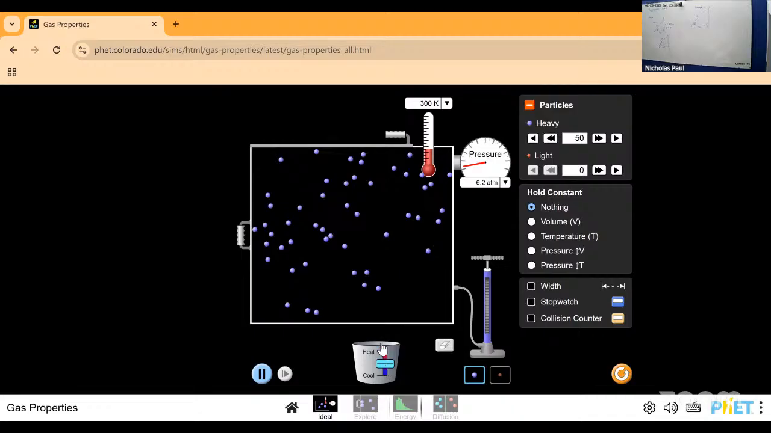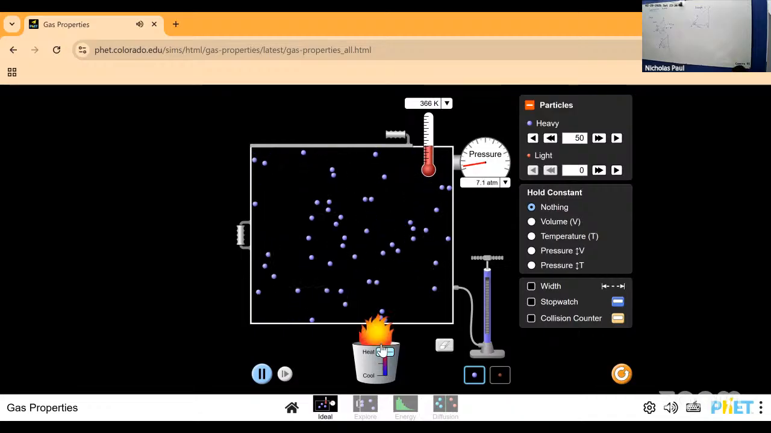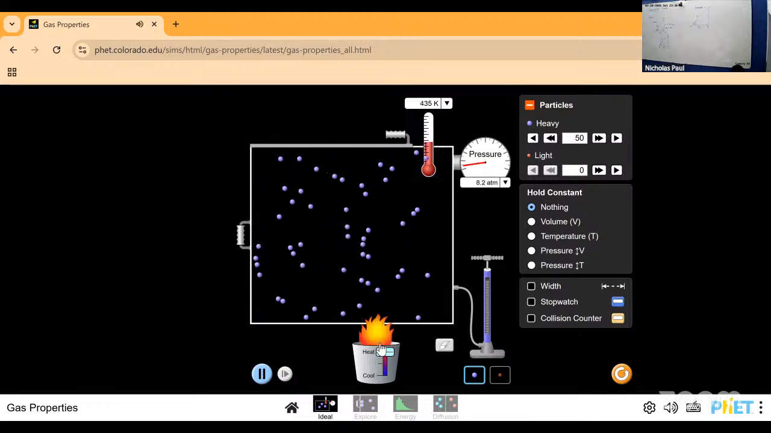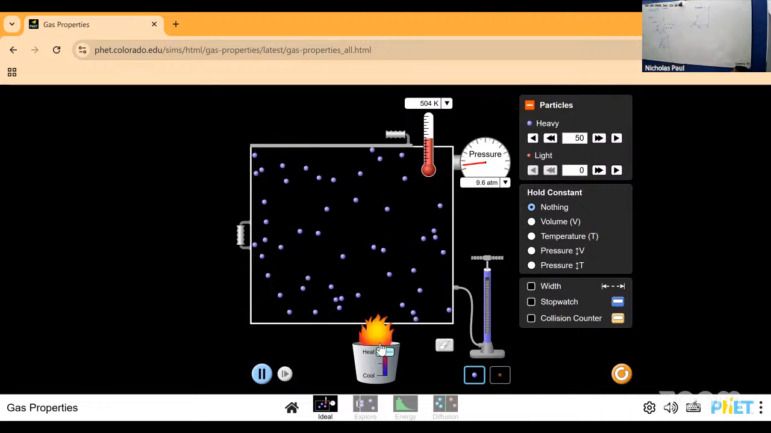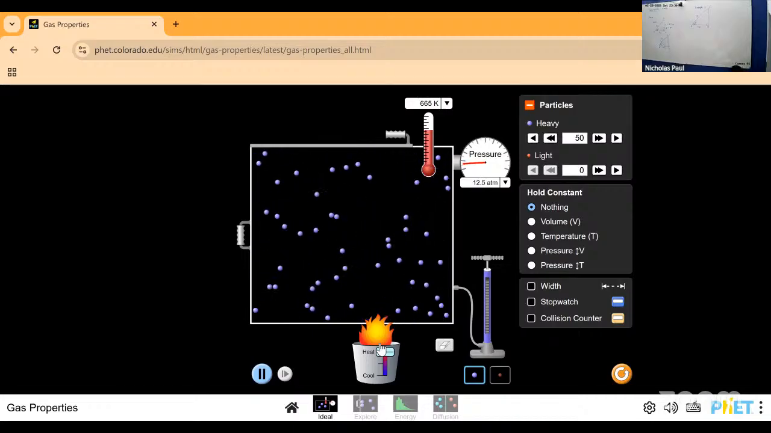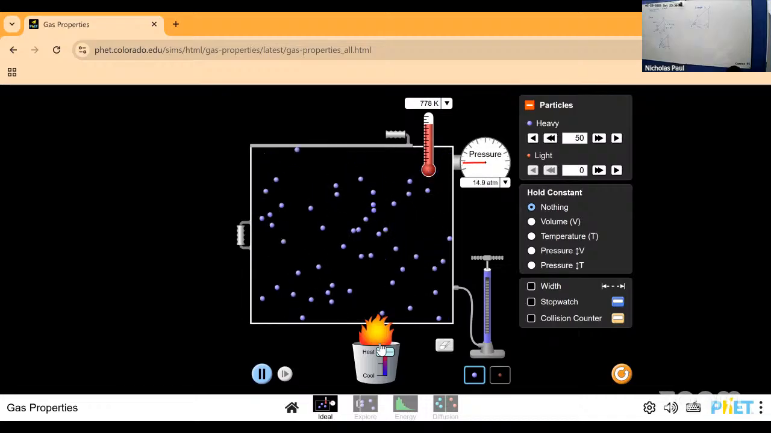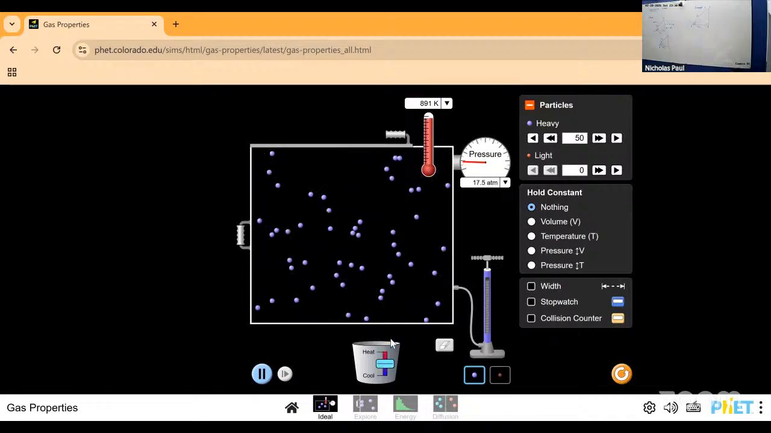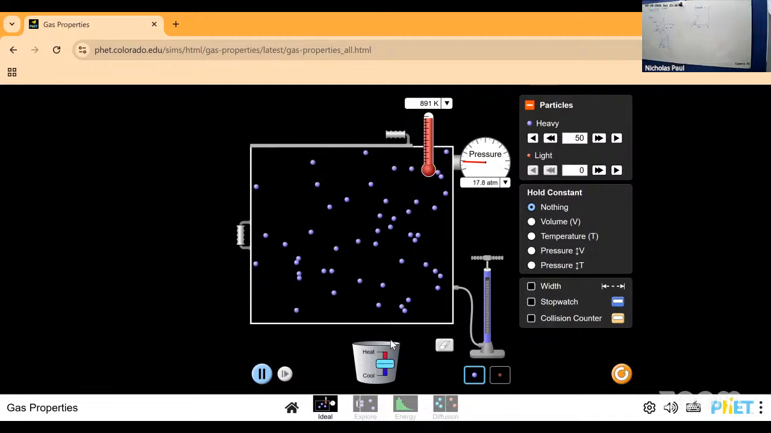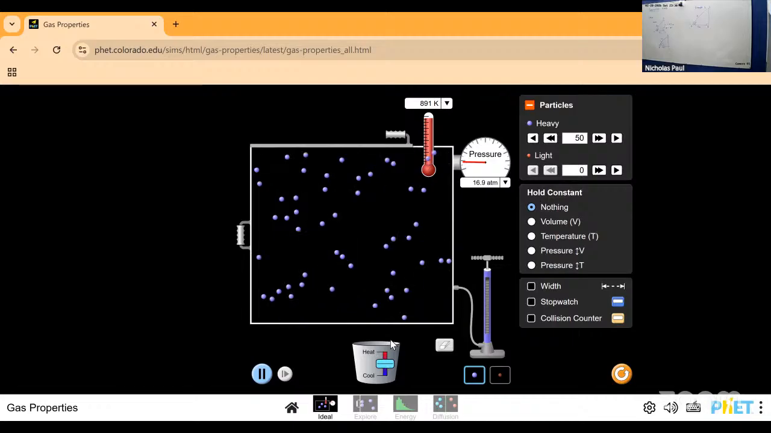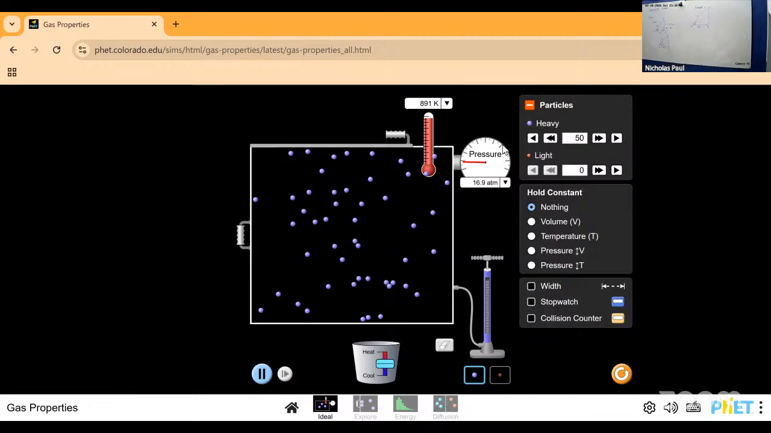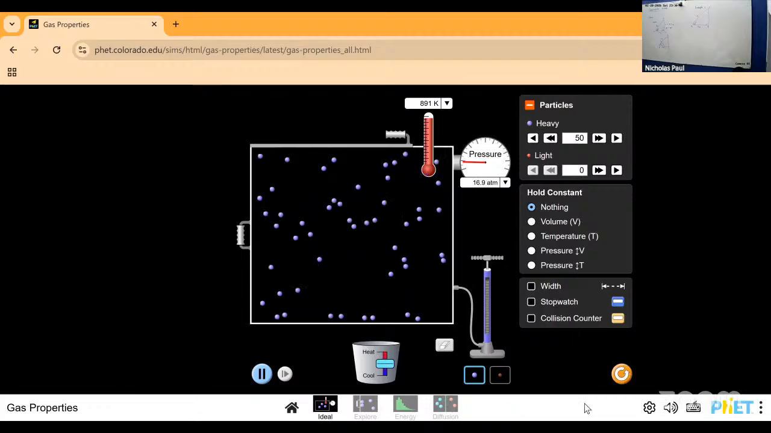So I want to heat it up. I'm going to heat it up. But what happens to the particles? They're moving faster, right? And what happens to the pressure value? Going up. So if they move faster, they're doing what more? More collisions. Very good. More collisions, greater pressure. You're seeing that? Let's reset.